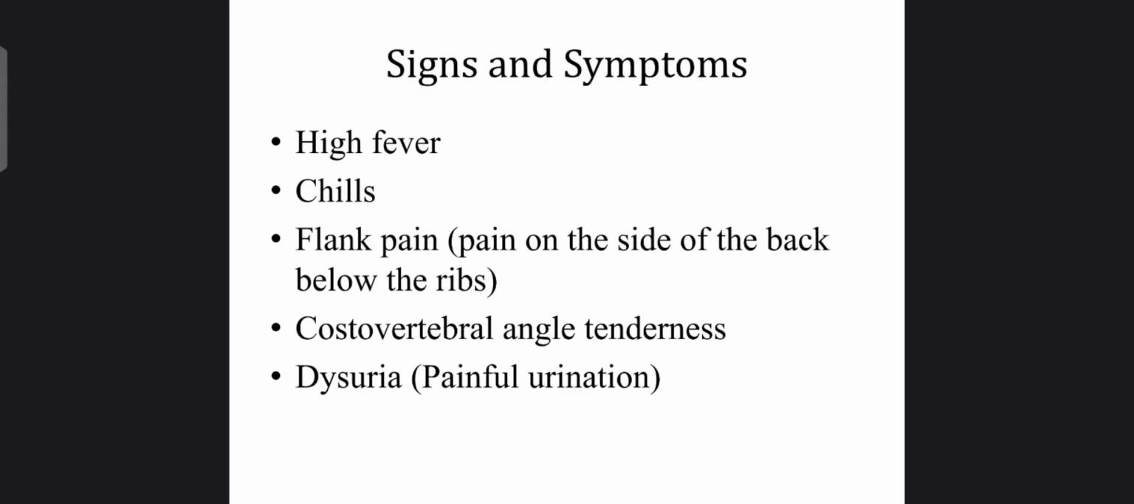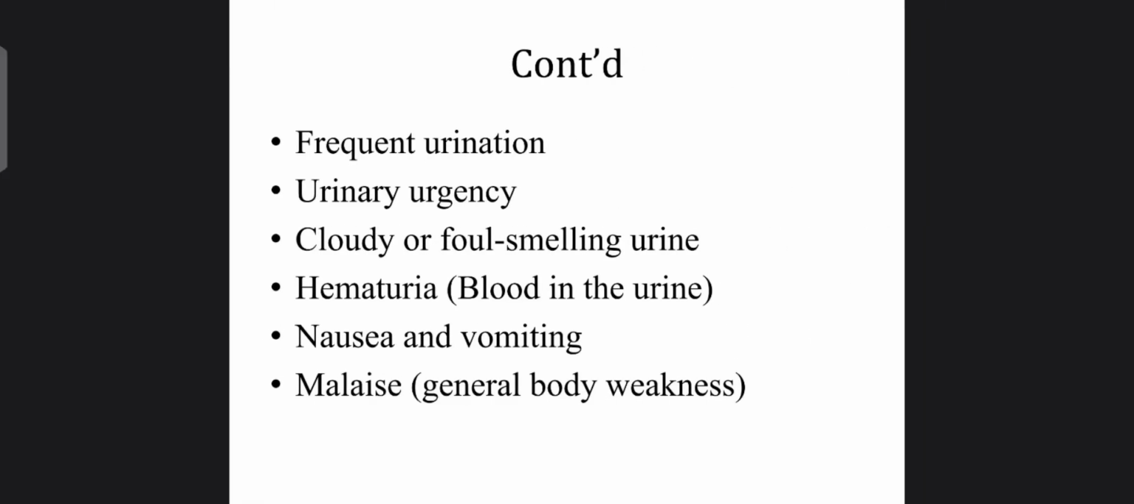So, what are the signs and symptoms of pyelonephritis we could watch out for? First, we have high fever, chills, flank pain, which is pain on the side of the back below the ribs, costovertebral angle tenderness, dysuria, which is painful urination, frequent urination, urinary urgency, cloudy or foul-smelling urine, hematuria, which is blood in the urine, nausea and vomiting, and also malaise, which is general body weakness.